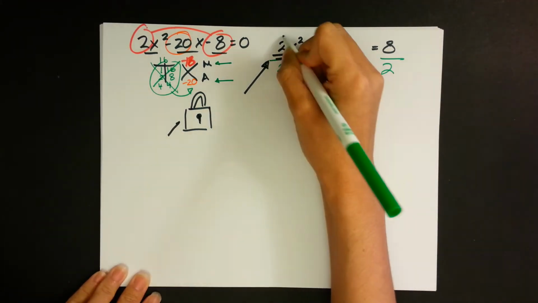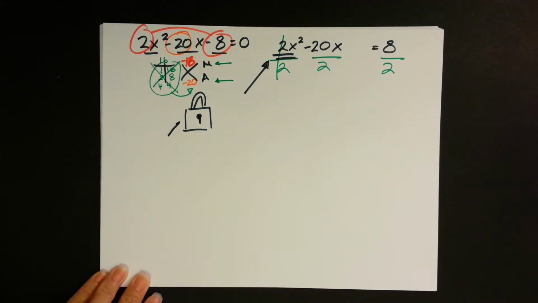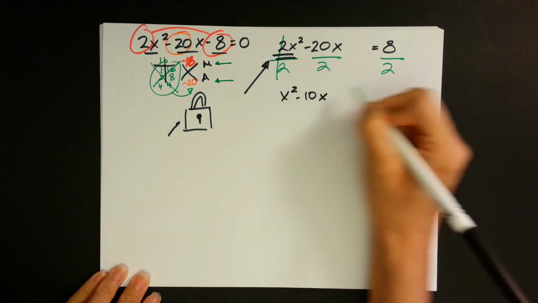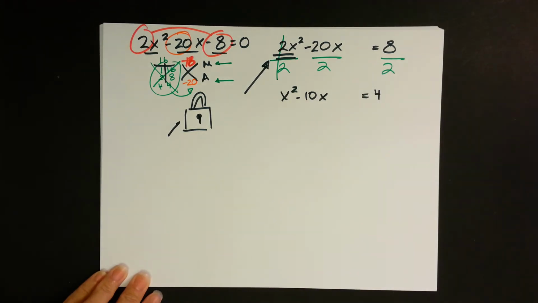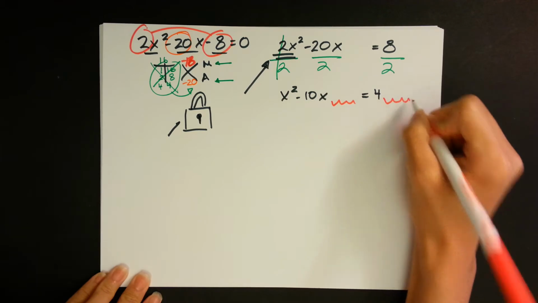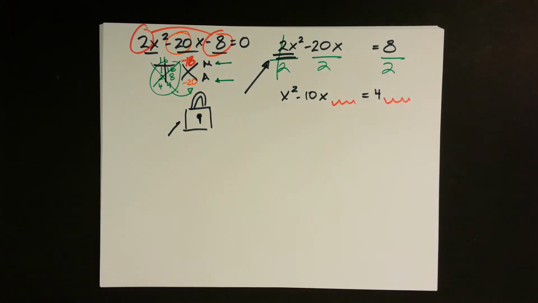I'm going to do that by turning that leading coefficient into a 1. So I'm going to divide everything by 2. And I get x squared minus 10x is equal to 4. Notice that this whole time I've been leaving a little bit of wiggle room. So why am I doing that?